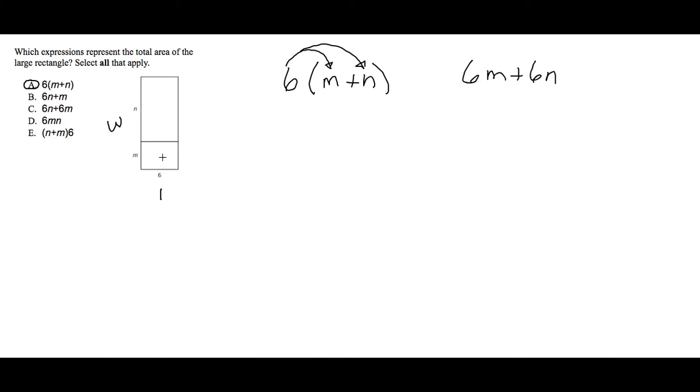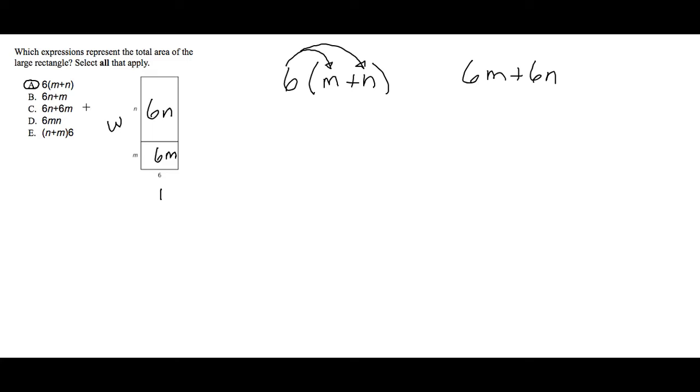Or we can look at it in terms of the two smaller rectangles. The area of this rectangle is 6 times m, and then the area of this rectangle is 6 times n. So if we're trying to find the area of the total, we're taking this area and adding it to this area, which would be 6m plus 6n.